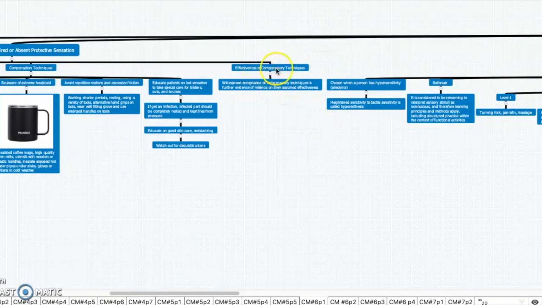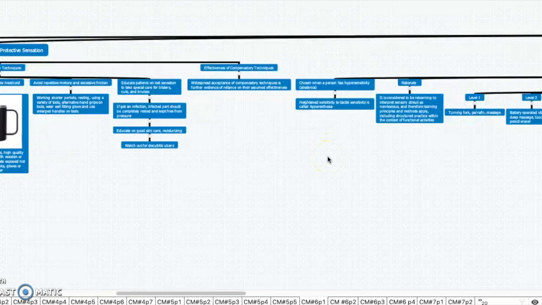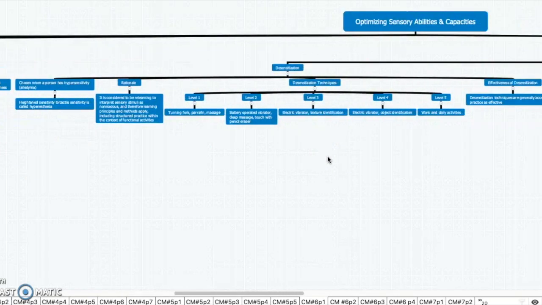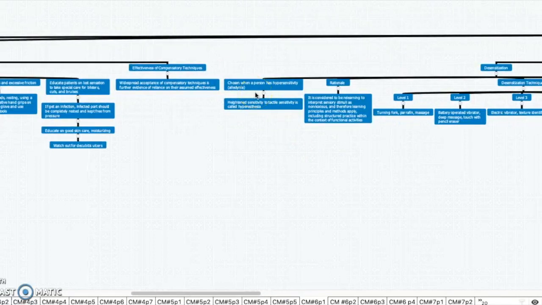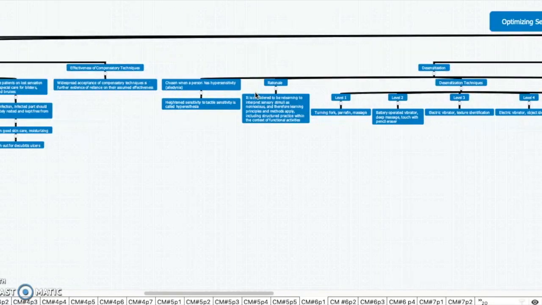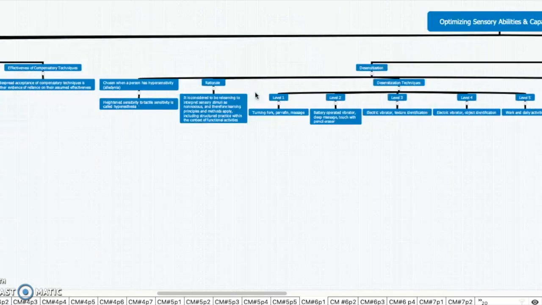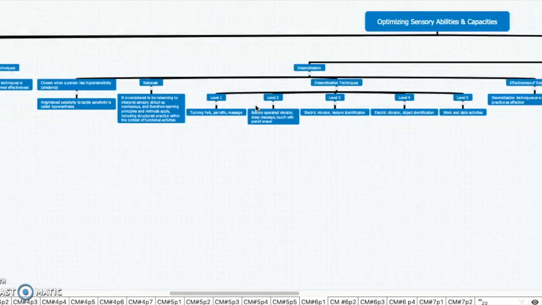With the effectiveness of compensatory techniques, there is a widespread acceptance of these techniques. And then for desensitization, this is chosen when a person has hypersensitivity or allodynia, and it's considered to be relearning to interpret sensory stimuli as non-noxious. And there's 5 levels of techniques.